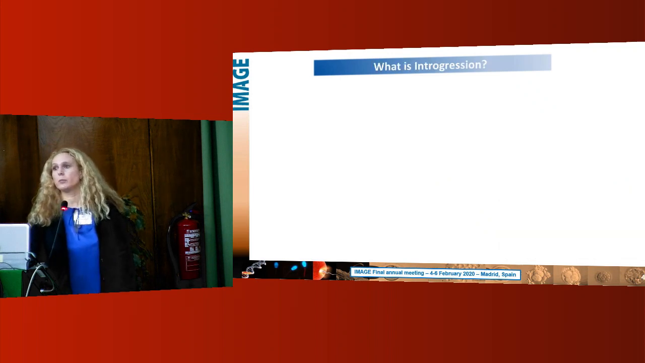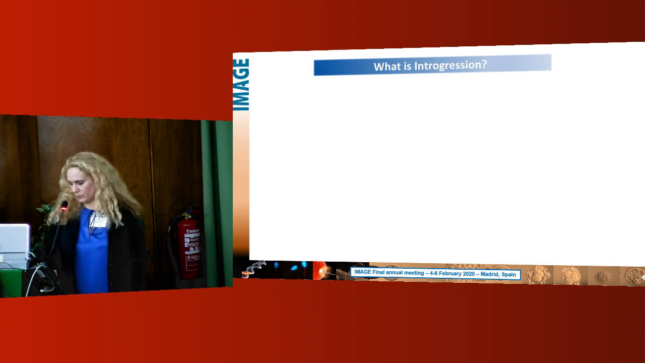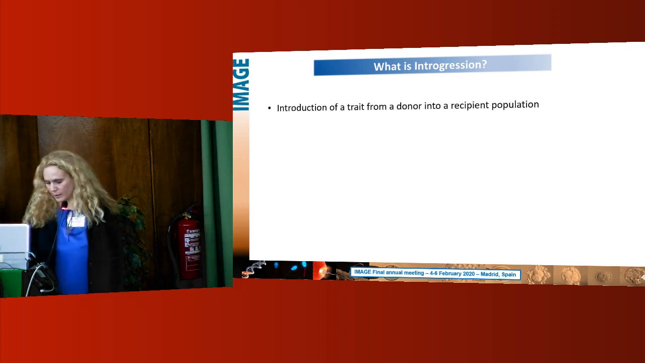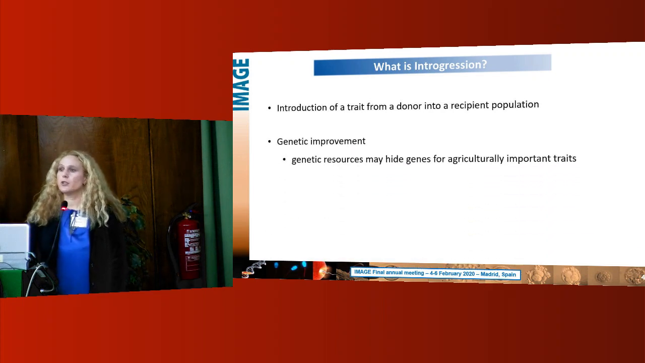First, I want to explain what introgression is. Introgression is the introduction of a trait from a donor population into a recipient population. The trait will be fixed in the recipient and the donor genome should be minimized. Introgression is a tool for genetic improvement. Genetic resources may hide genes for agriculturally important traits.